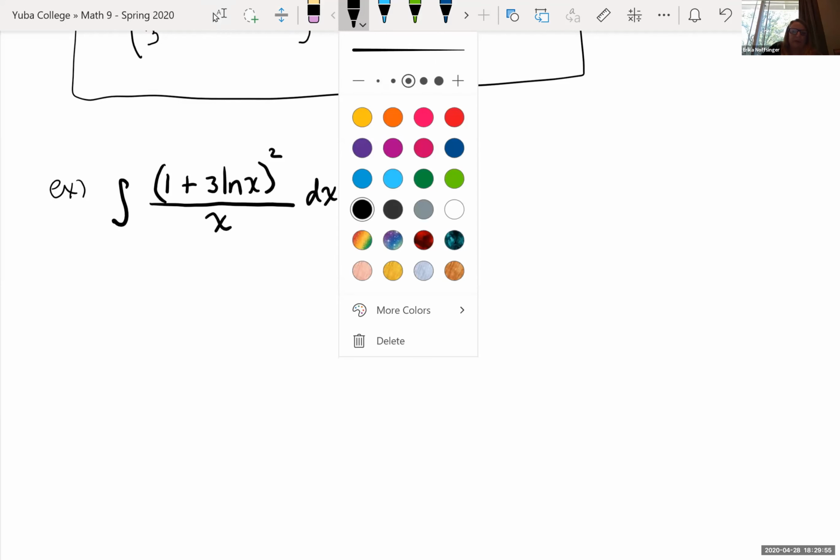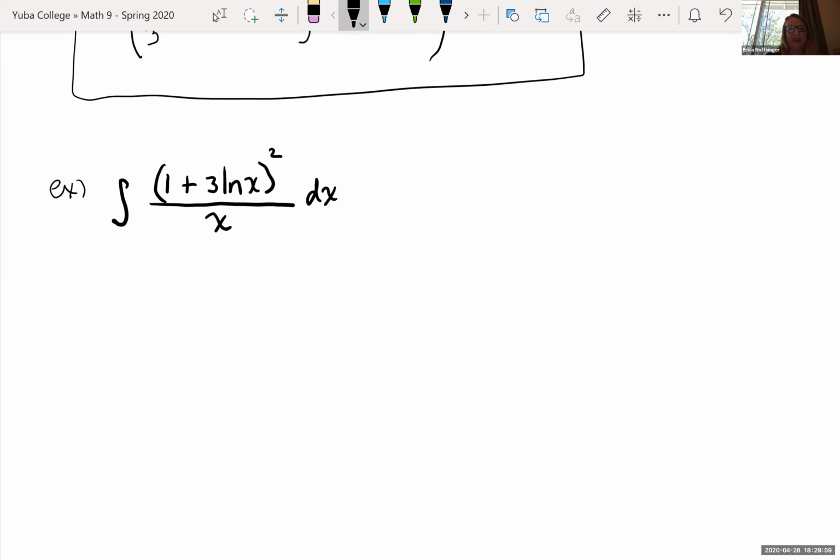Like I said, we don't know how to take the antiderivative of natural log of x. So that might be what you want u to be, but we have a parentheses there, and taking the derivative of that constant is just going to go away. So let's choose our u value to equal what's in that parentheses in the numerator: 1 plus 3 ln of x.